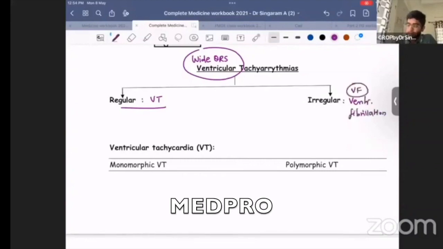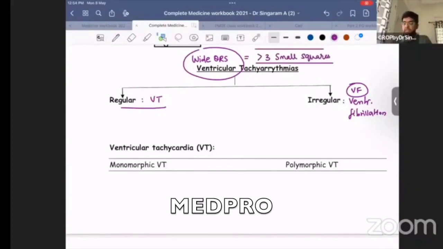I told you, atrial fibrillation is an irregular rhythm. Similarly, ventricular fibrillation also will be an irregular rhythm. Ventricular tachycardia will be like a regular rhythm. Are you able to follow? And please remember the definition of wide QRS. It would be more than 3 small squares for the QRS complex. That's the point to be noted. More than 3 small squares. I hope you are able to follow this.